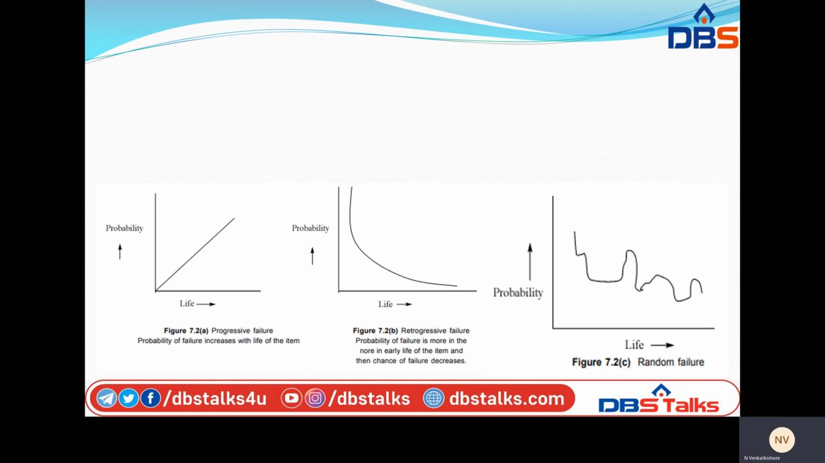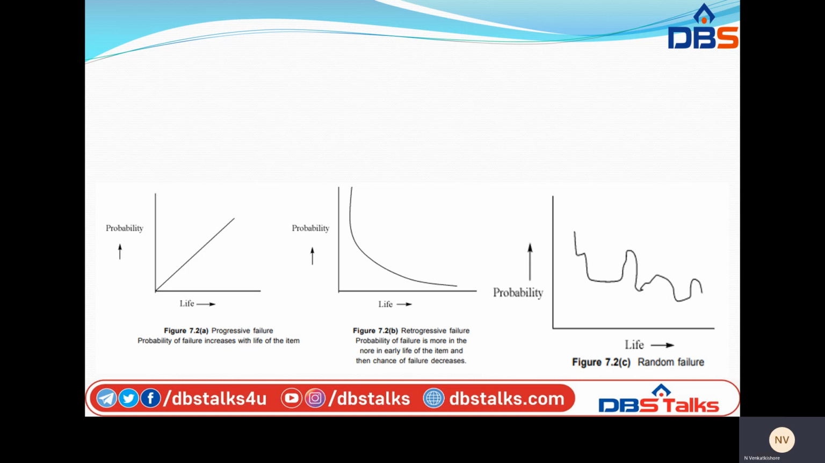These graphs show the progressive, retrogressive, and random failure. If it's progressive, it depends on the time. So if the time is increasing, the lifespan or the efficiency of the particular product will also decrease slowly with respect to time. So in progressive failure, the probability of failure increases with the life of the item. It is a linear one. With respect to time, the probability of failure also increases.